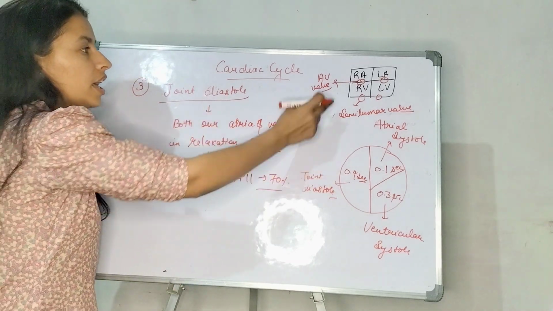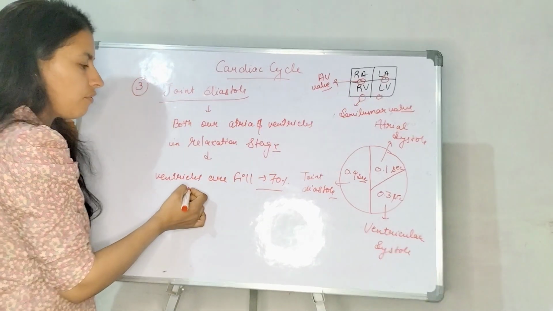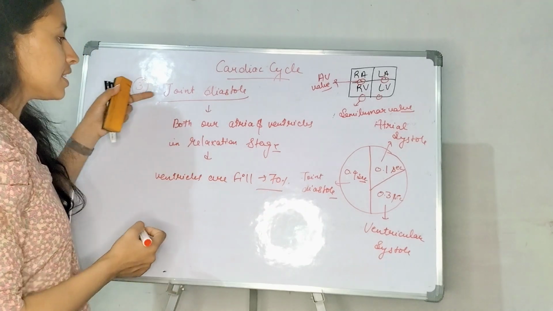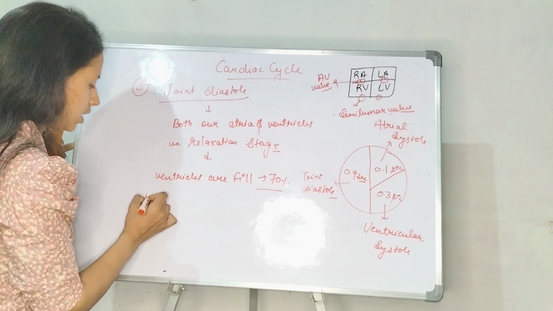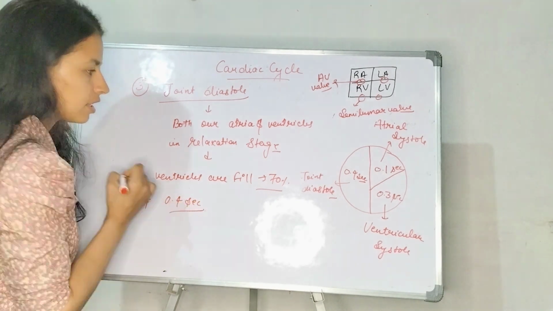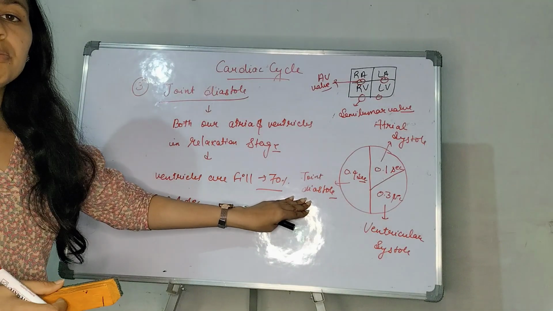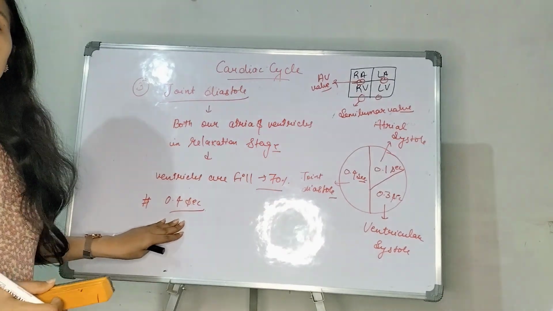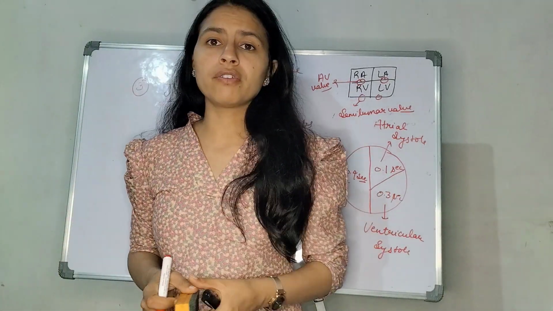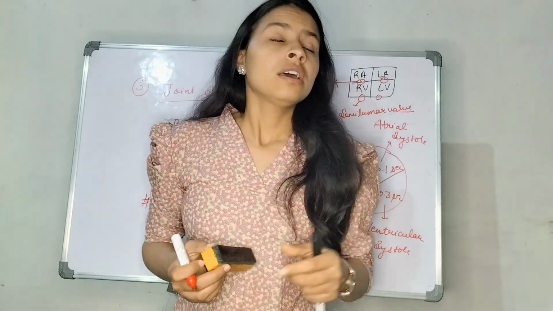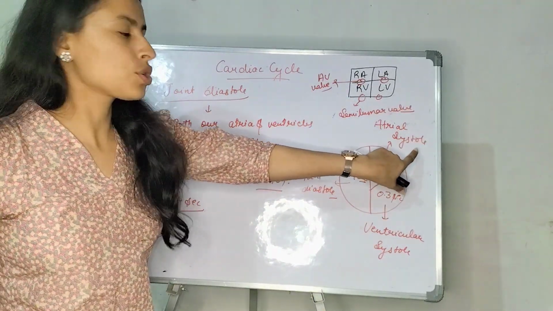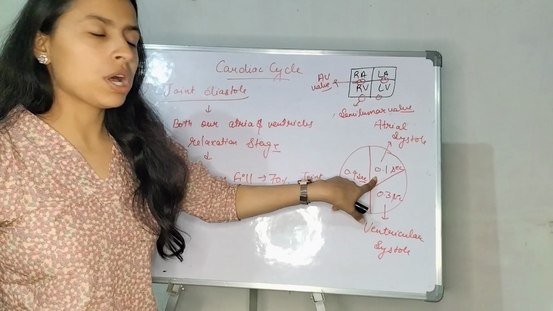Now when both are in the relaxation stage, our ventricles are 70% filled with blood, and this stage is completed within 0.4 seconds. The joint diastole is completed in 0.4 seconds. So this is all about our cardiac cycle. First we discussed the atrial systole, which is completed in 0.1 second.